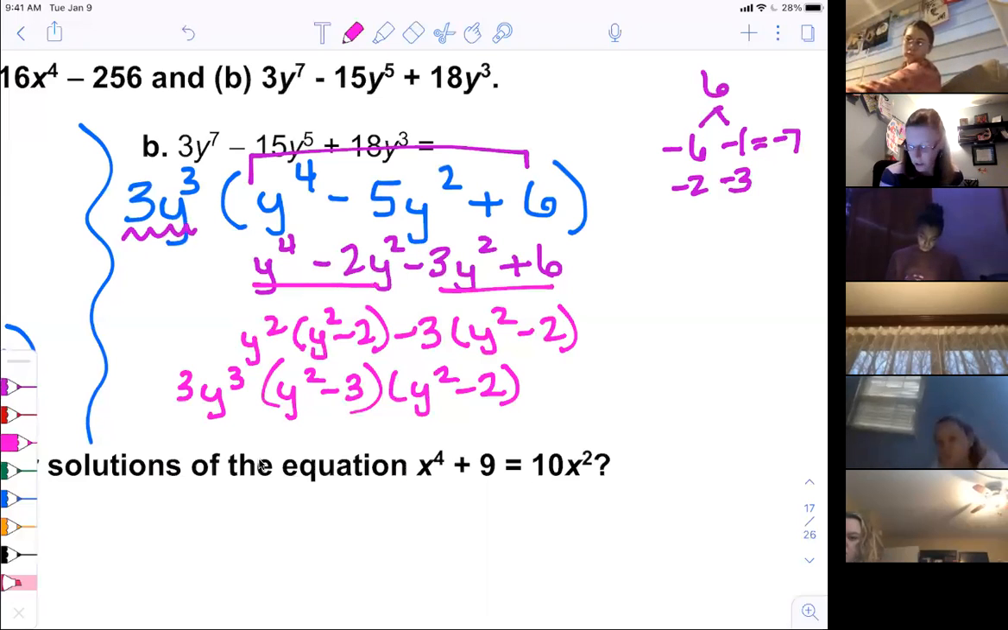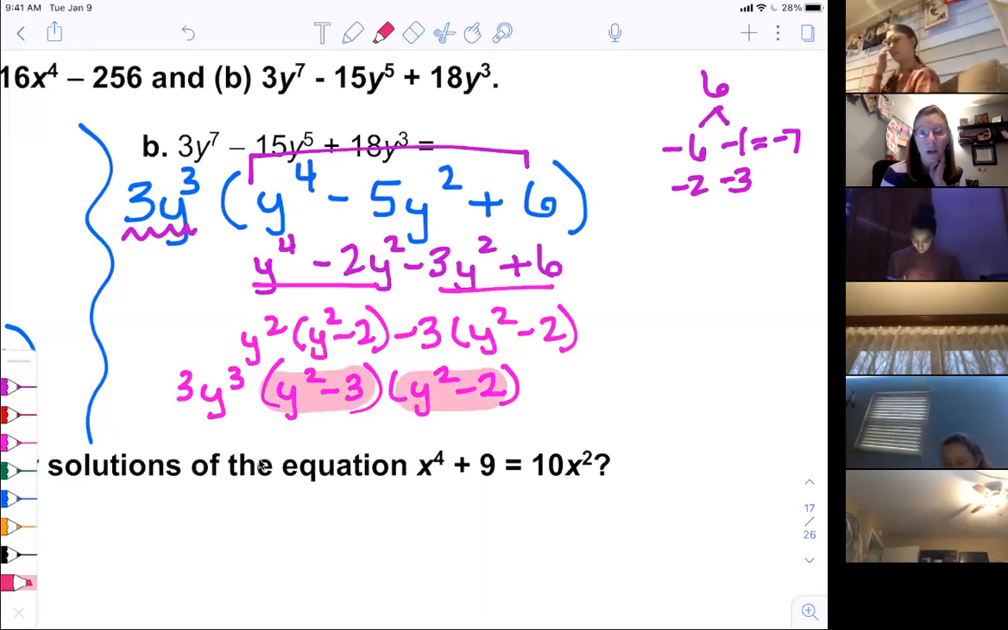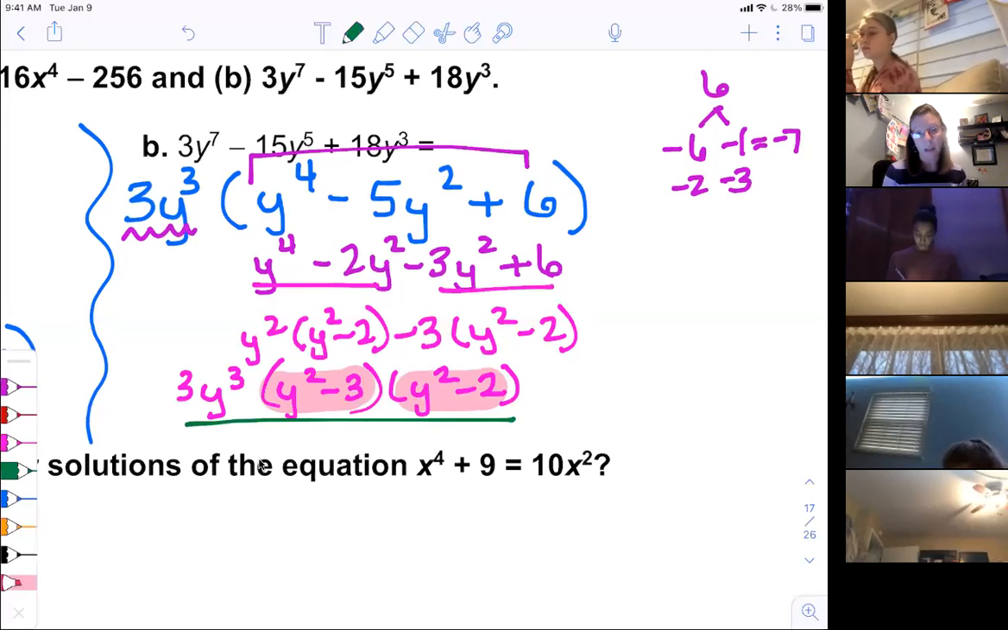So the last question before you move on, are these completely factored? That means, can I take the square root of them and break them down further? Well, 3 is not a perfect square. 2 is not a perfect square. So if they're not perfect squares, if you can't take the square root of them, then you have completely factored the problem. But make sure you're checking that.